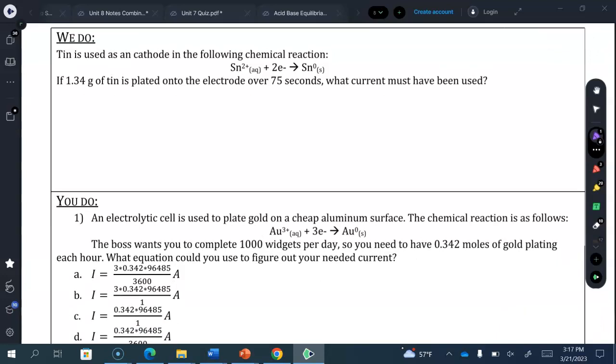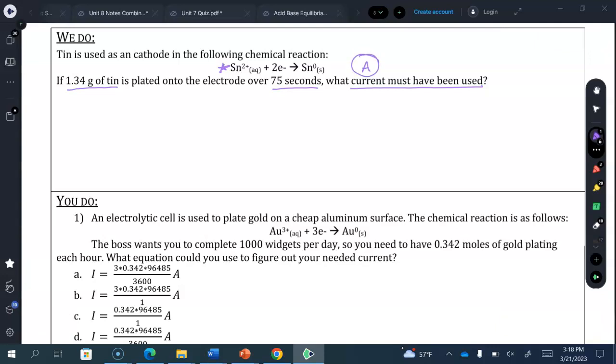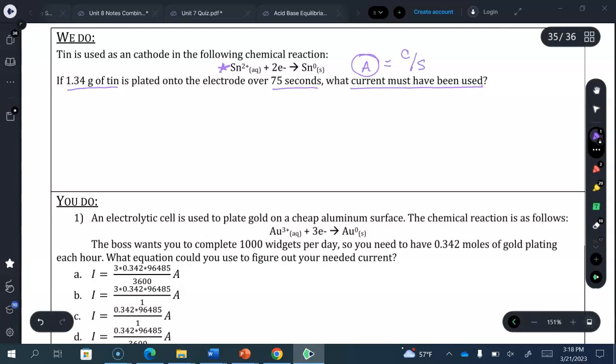So our we do. Tin is used as a cathode in the following chemical reaction given here. If 1.34 grams of tin is plated onto the electrode over 75 seconds, what current must have been used? So that's A. So we want to find A in the end, but in order to get there, we have to remember what A is, and that's coulombs per second. I know seconds, but I do not know coulombs. So let's map this out, our roadmap.